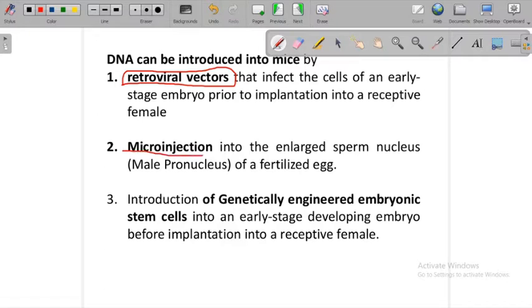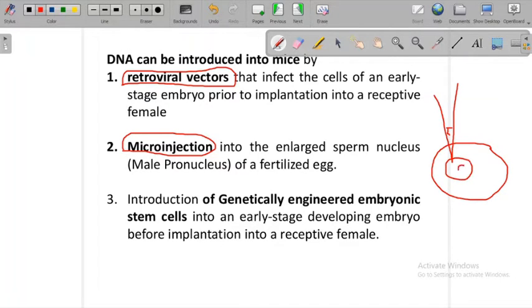The next one is microinjection. Microinjection is simply injecting particular cells with a microinjection needle. Whatever genetic material is there, we inoculate it into the cell, into the nucleus, and ultimately that vector molecule or genetic content molecule will go and bind to our genetic material. So this is what microinjection is.